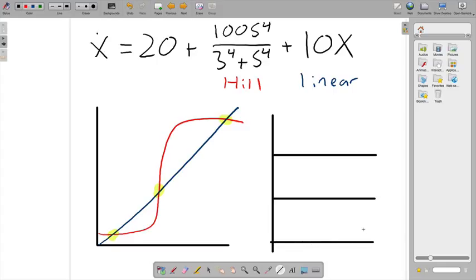If we were to graph the steady states as a function of time, one can see that this top steady state will be stable, this middle steady state will be unstable, and this bottom steady state will be stable.